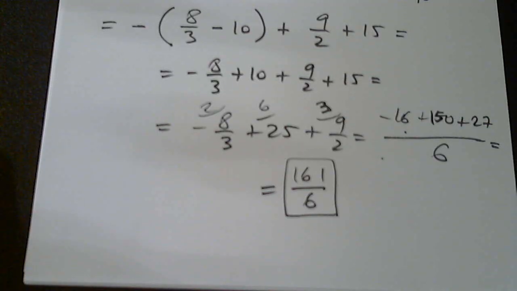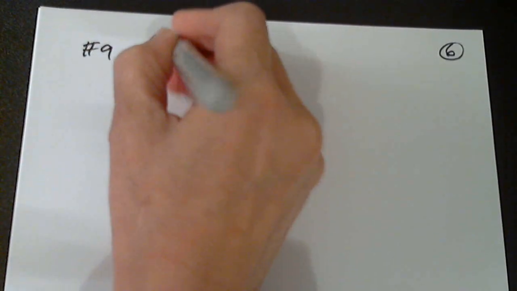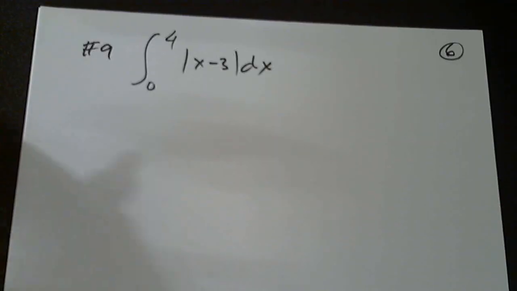Okay, so concerning the absolute value, let's take a look at an example with the absolute value. A simple one, like, allow me to choose this time. It's exactly what we just did, but we have to simplify it ourselves. So this is the integral from 0 to 4 of the absolute value of x minus 3 dx.